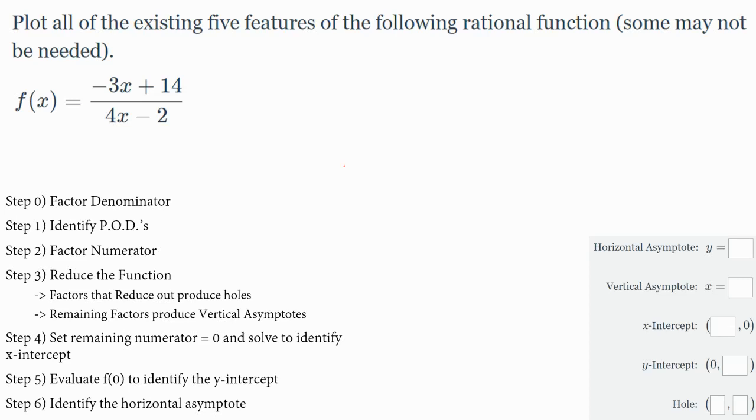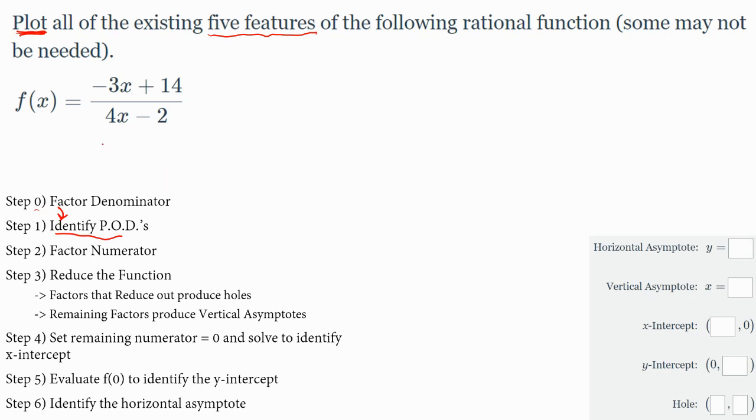All right, we're going to learn how to graph rational functions, and it all starts with finding the 5 features that we've practiced before and then plotting them on a graph. So what we're going to do in our notes here is the same steps, starting with step 0, which leads into identifying your points of discontinuity, but after factoring.